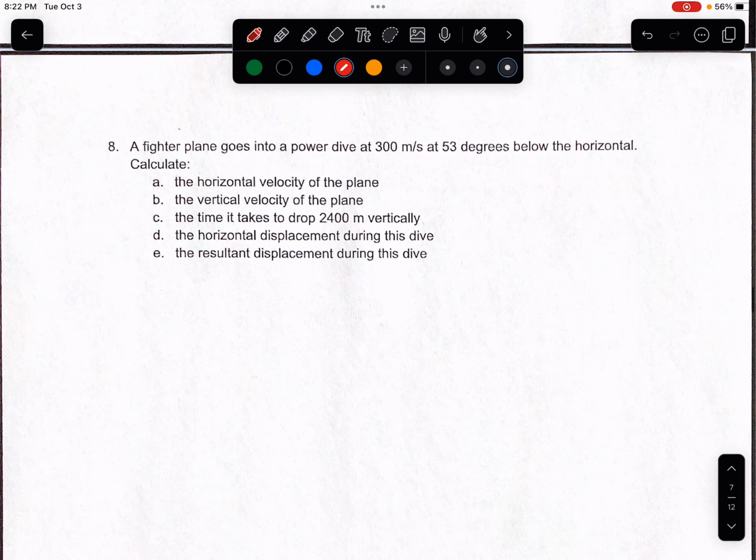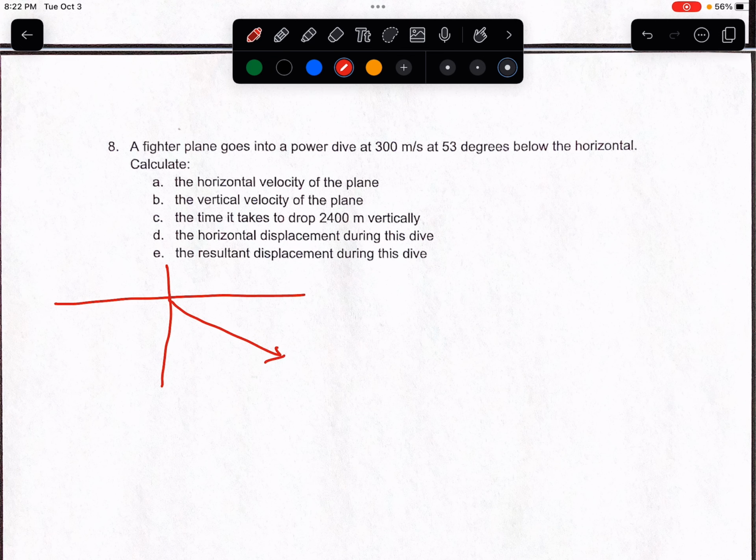Okay, a fighter plane goes into a power dive at 300 meters per second at 53 degrees below the horizontal. Below the horizontal means if I draw my cardinal direction, you can draw it either way, you can go this way, either one. But below the horizontal means your angle is going to be right below that horizontal line, which is the x-axis. So my angle is going to be 53 degrees, and my hypotenuse is 300 meters per second.